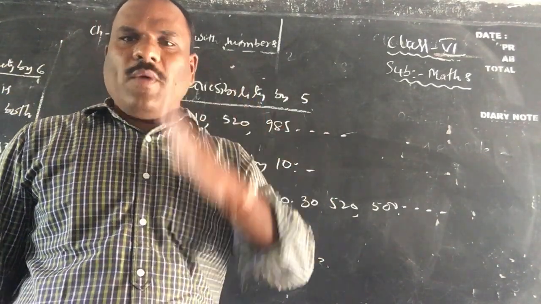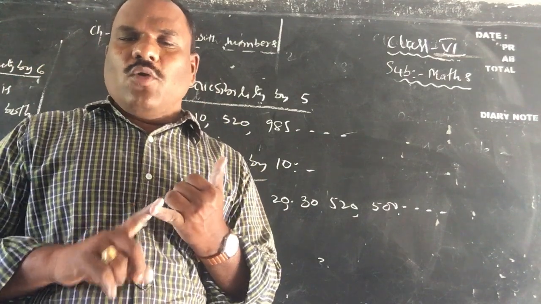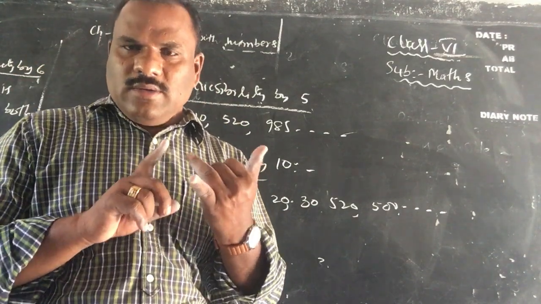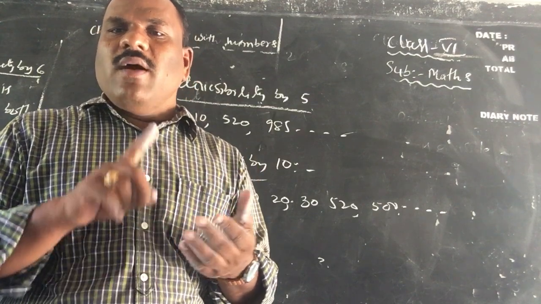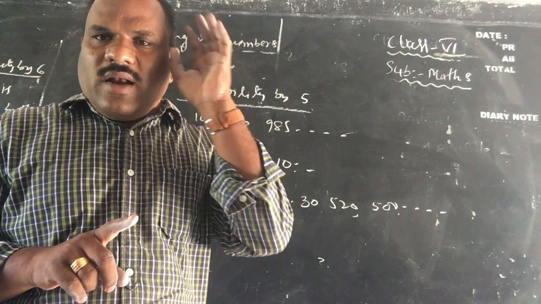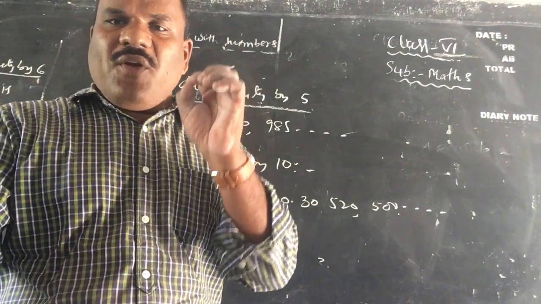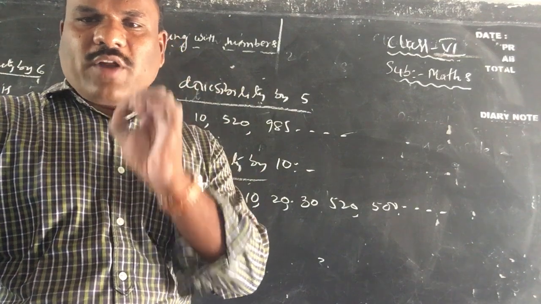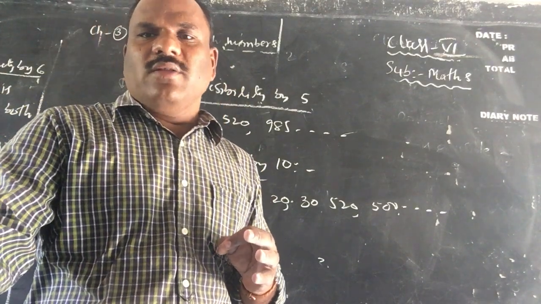Okay, children, I hope you understood the divisibility rules of 2, 3, 6, 9, 5 and 10. After listening to all these divisibility rules, try to copy all these divisibility rules up to 10 in your classwork and then start exercise 3.1. Okay, thank you and have a nice day.